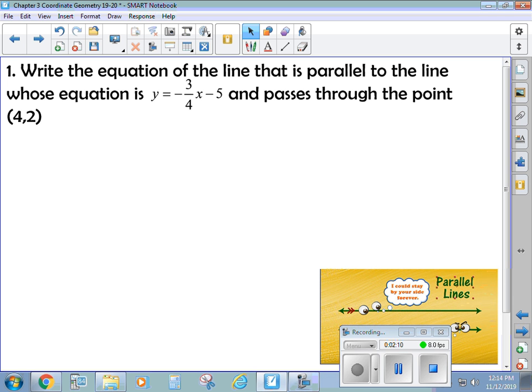Write the equation of the line that is parallel to the line whose equation is y equals negative 3/4 x minus 5, passing through the point (4, 2). I'm sorry, what? Okay. Write the equation of the line that's parallel to the line whose equation is y equals negative 3/4 x minus 5 and passes through the point (4, 2).